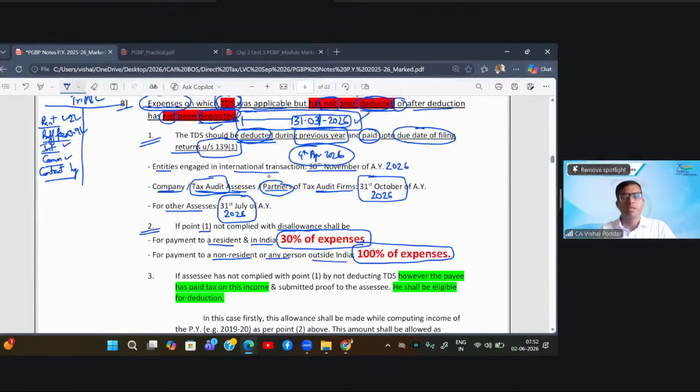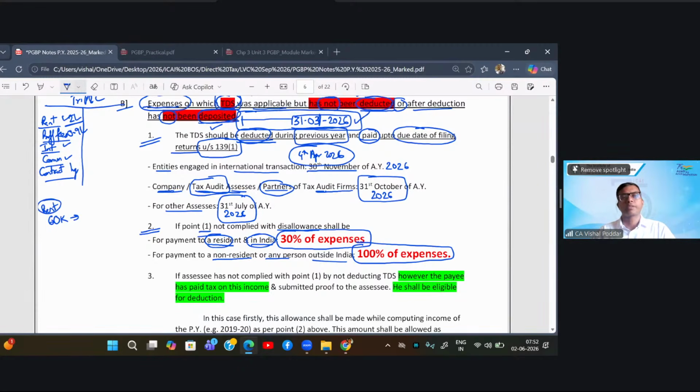Now, if nothing is given in the question, see, many times, students, we have to make a logical assumption. So if nothing is given in the question as to whom the rent is paid, whether it is paid in India, whether it is paid to a resident, if nothing of this is given, you always assume the rent is paid in India to a resident. In that case, 30% of 2 lakhs, how much does it come to? It comes to 60,000.